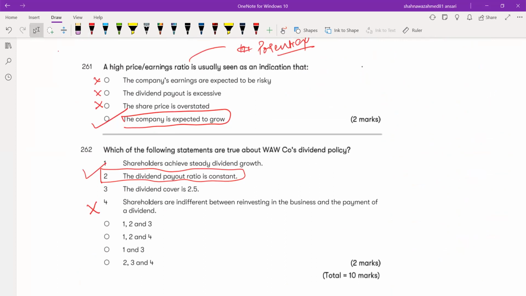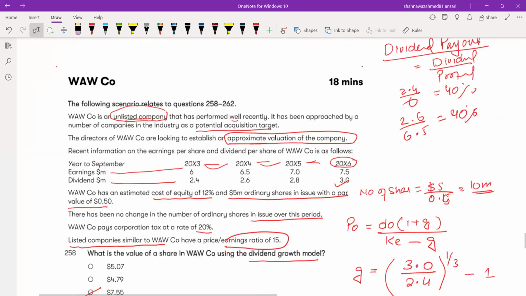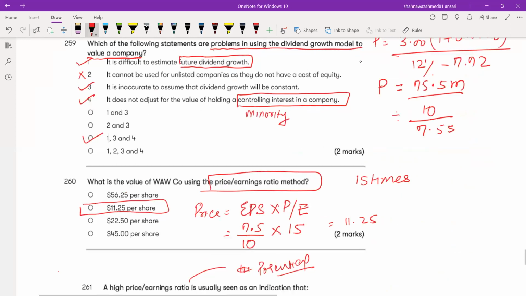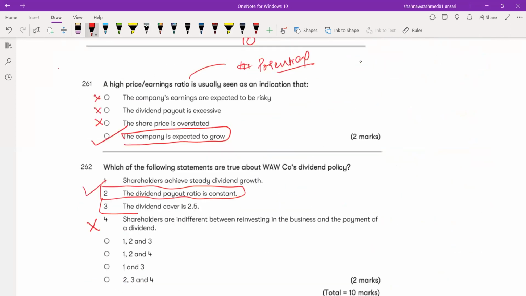The dividend cover is 2.5. Let's find out dividend cover. The formula of dividend cover is profit after tax divided by dividend. Profit after tax of 20x6 is 7.5. Dividend is 3. 7.5 over 3, it's 2.5. So dividend cover is 2.5 times.